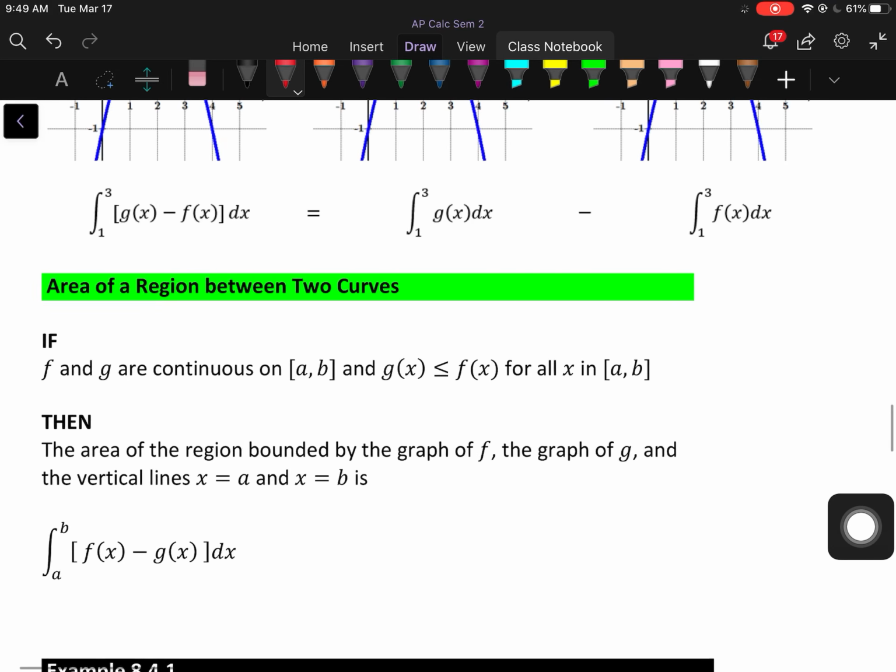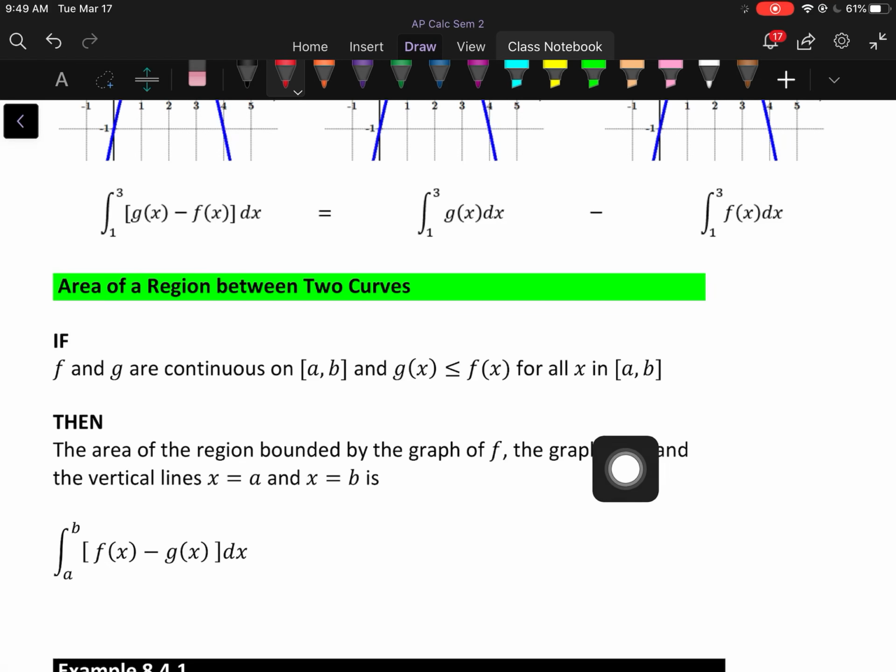That leads us to the big idea of today, the area of a region between two curves. If two functions f and g are continuous on the closed interval from a to b, and we know that one function g of x is less than or equal to the other function f of x for all x in that closed interval a to b, then the area of the region bounded by the graph of f, the graph of g, and the vertical lines x equals a and x equals b is the integral from a to b of f of x minus g of x dx.